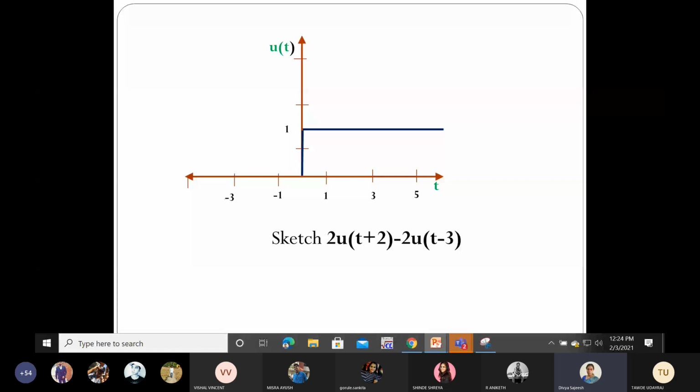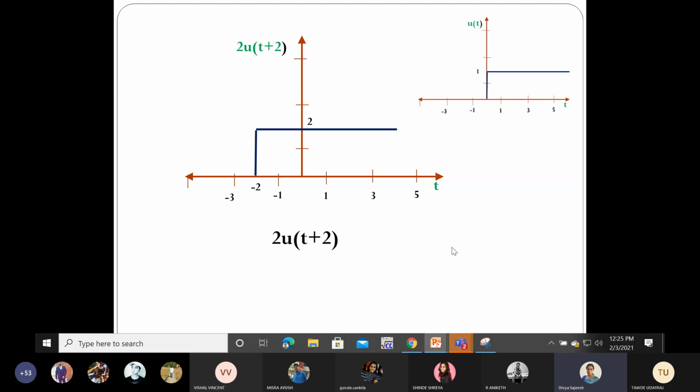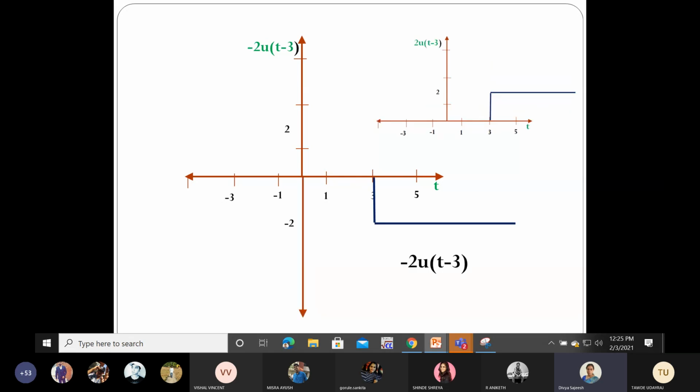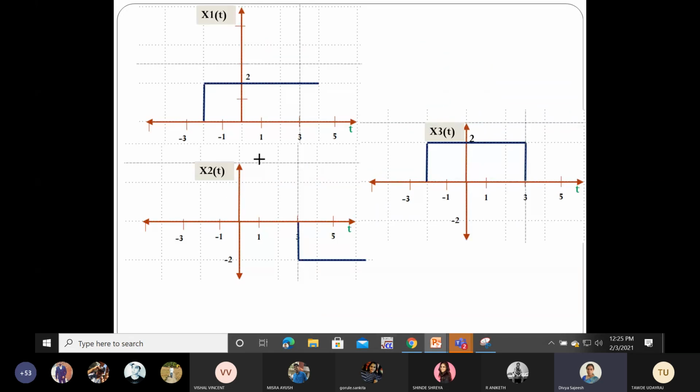So you have to sketch 2u(t+2) and minus 2u(t-3). So this is the signal originally given, u of t, unit step signal. So let us obtain separately 2u(t+2) and minus 2u(t-3). So first I obtained 2u(t+2). Second I have to obtain minus 2u(t-3). So first 2u(t-3) just shifted it, then negated the amplitude. So it got inverted. Now at the end you have to add these two signals. So the first signal is this one, x1(t). The second signal is x2(t).